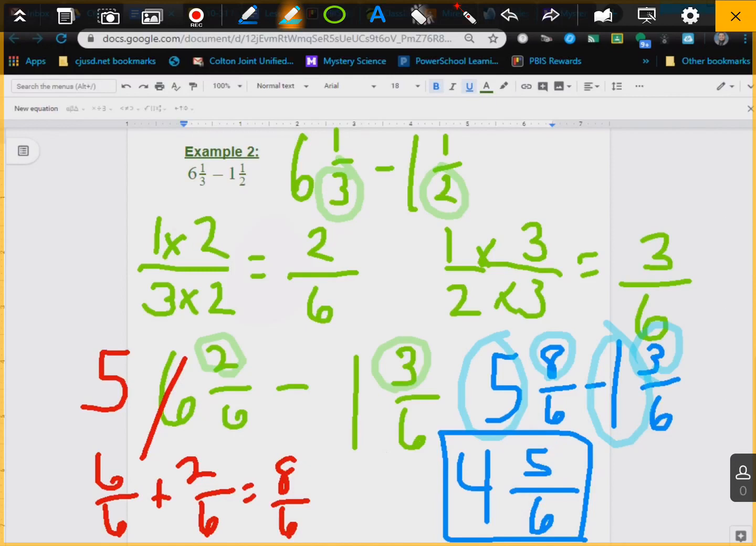Just remember that you need to look at the whole numbers and take 1 out. And every whole number is a fraction with the numerator and denominator the same. If the numerator here is smaller than this numerator, you need to take 1 out.